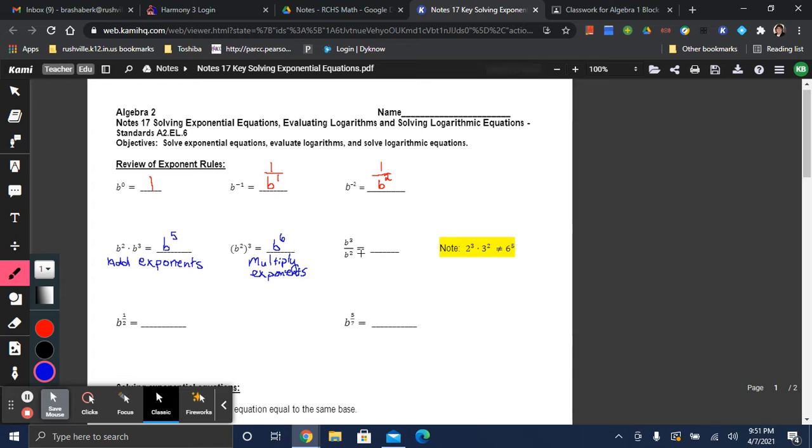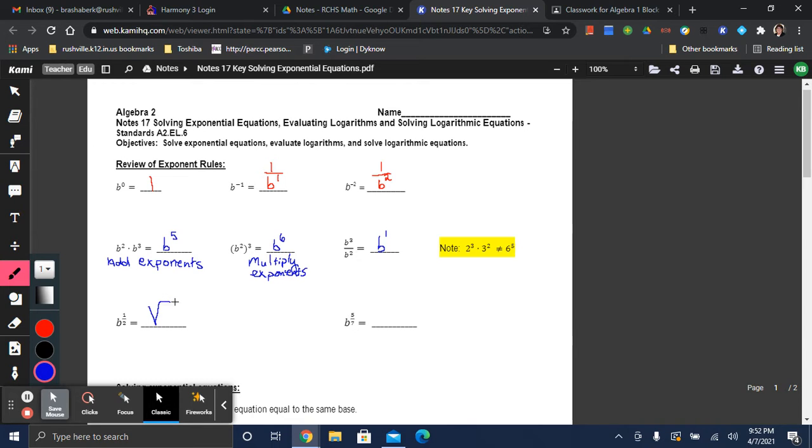And then if you're dividing the base and it has exponents, you keep the base and subtract top to bottom. So subtract those exponents. And then I have a little note here. This is just to show you that these rules only apply if the bases are the same. In this case, the 2 and the 3, those bases are different, so you would not be able to add the exponents.